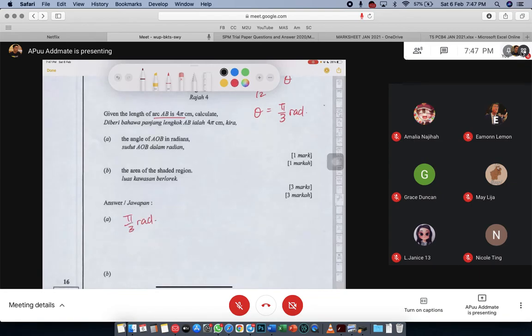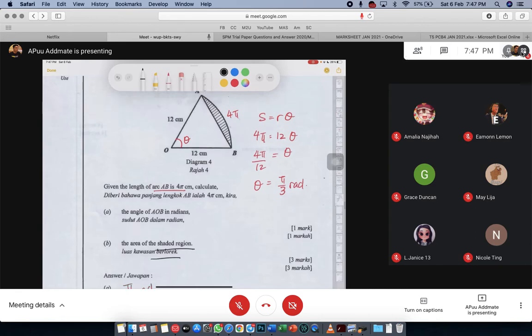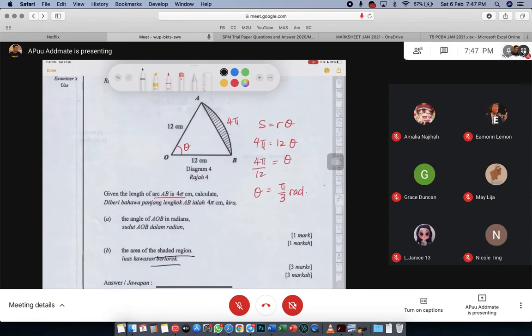And then the next thing is that you want to find your area of shaded region. Okay, try to remember this. If you want to use area of shaded region, it means that you need to find this part only. So what you need to do is first, you find the area of the sector. Area of sector is 1 over 2 r square theta. Then minus your triangle. Area of triangle is 1 over 2 AB sin C. Okay, 1 over 2 AB sin C.